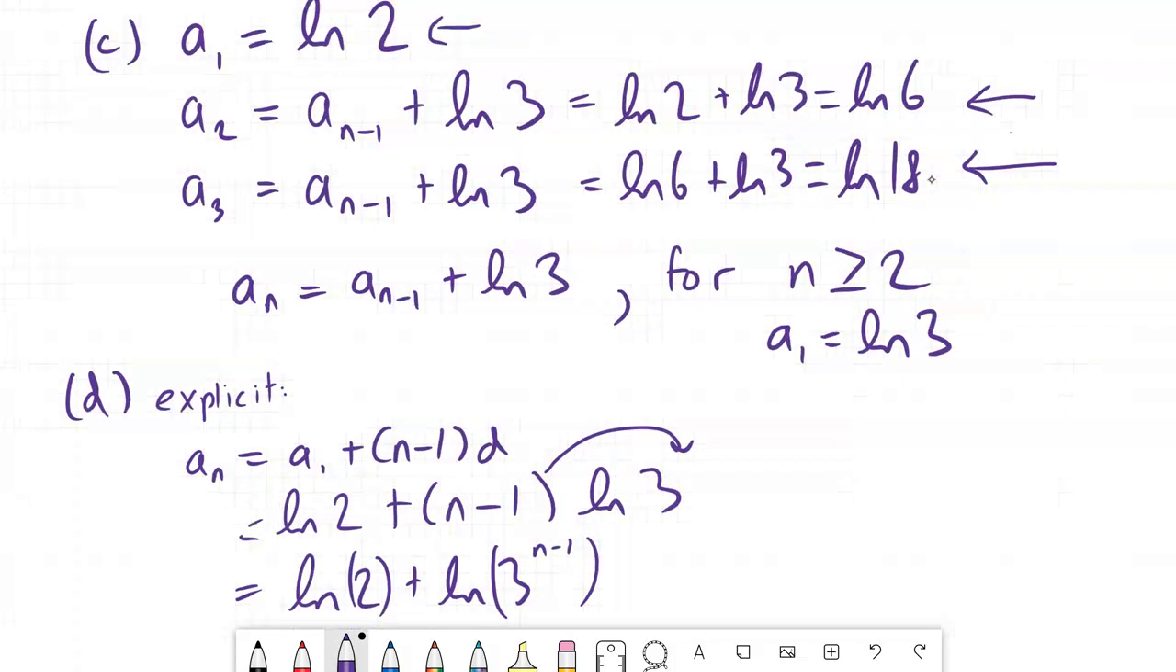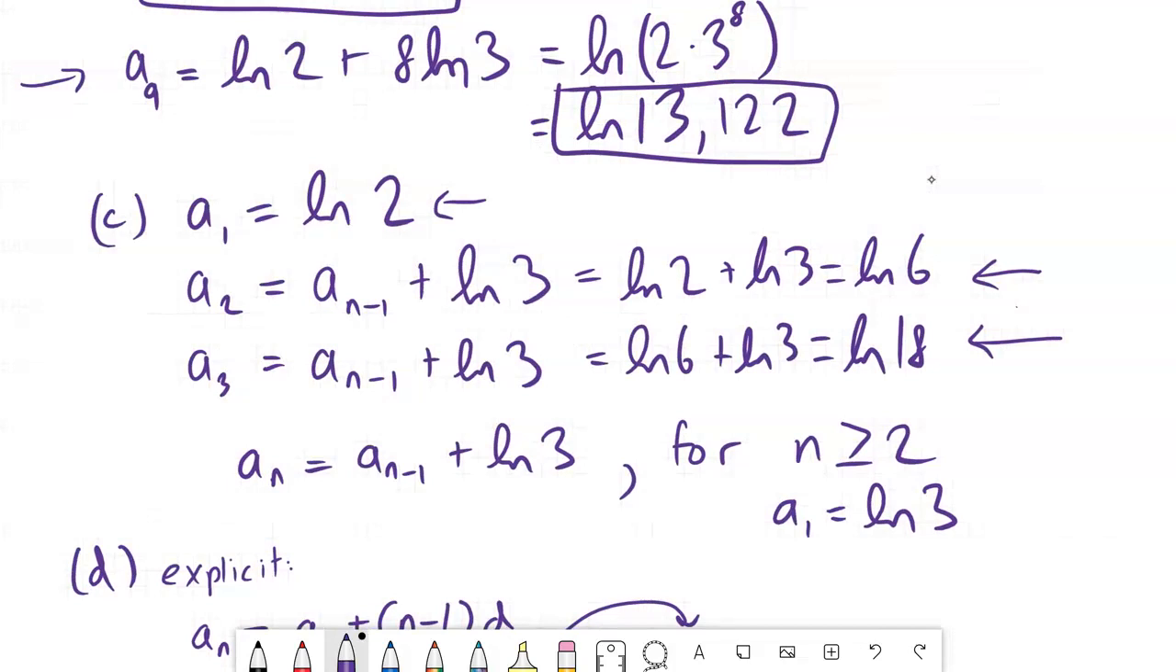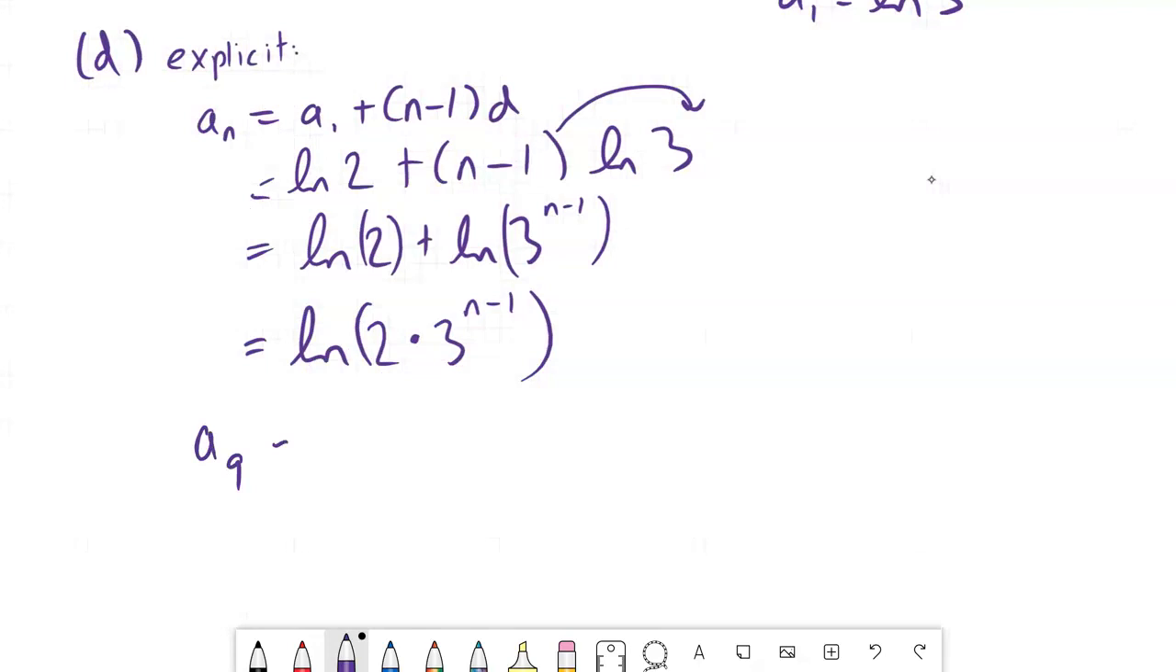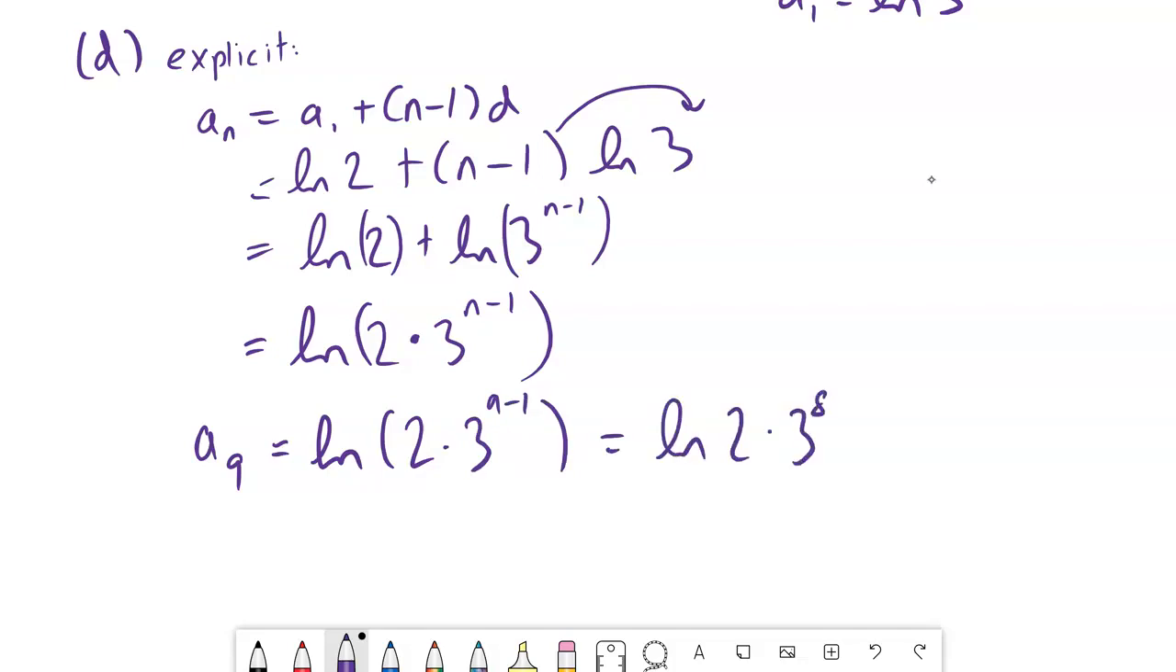Remember the 9th term with part B? It was natural log of 13,122. So let's try it. A9 is equal to natural log of 2 times 3 to the power 9 minus 1, which is 8, right? Natural log of 2 times 3 to the 8th, which is actually the same as that, 13,122.